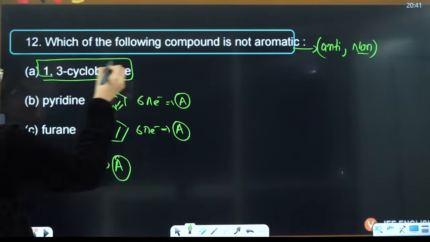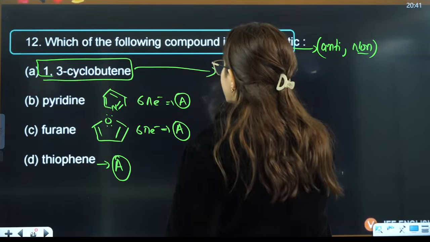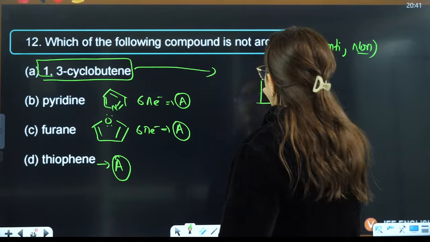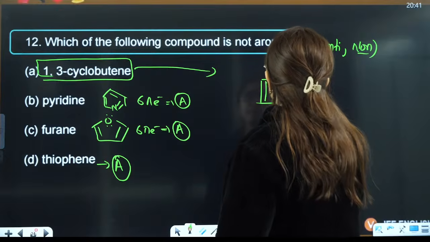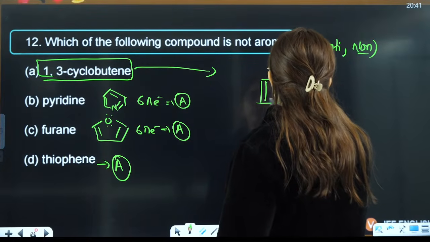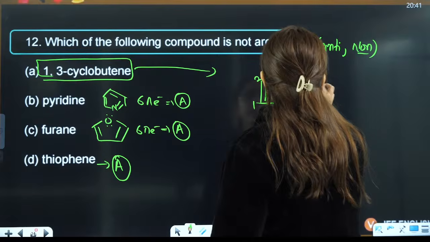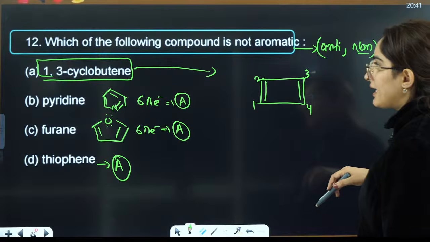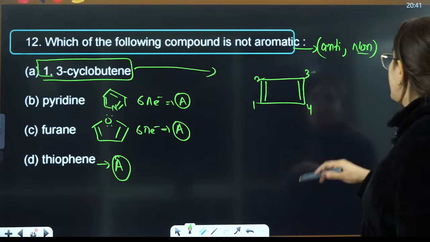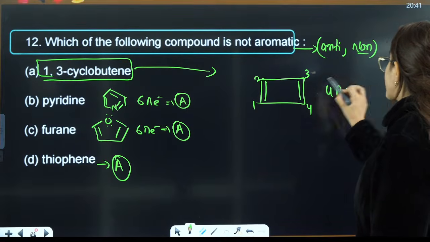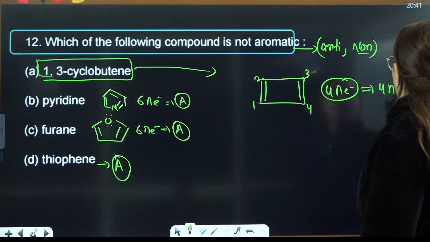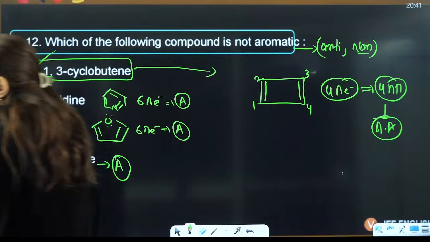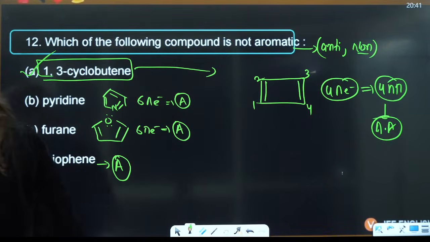But what about this 1, 3? What is this? Cyclobutene. First and third position. If I put 1 here, 2 here, 3, 4, so at 1 and 3 you have a diene. So 1,3-cyclobutene, I can say this has 4 pi electrons. That is in the category of 4n pi, that is anti-aromatic. So the answer is going to be A. Right? Okay.